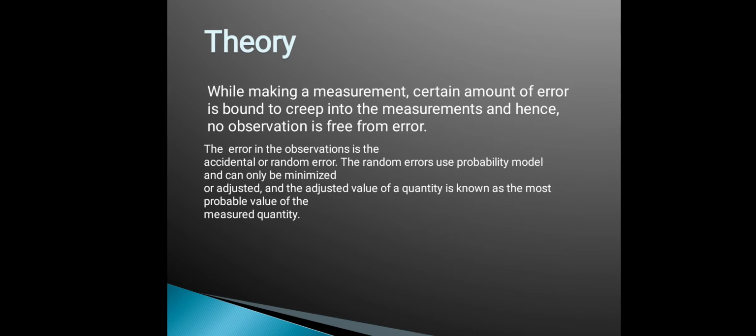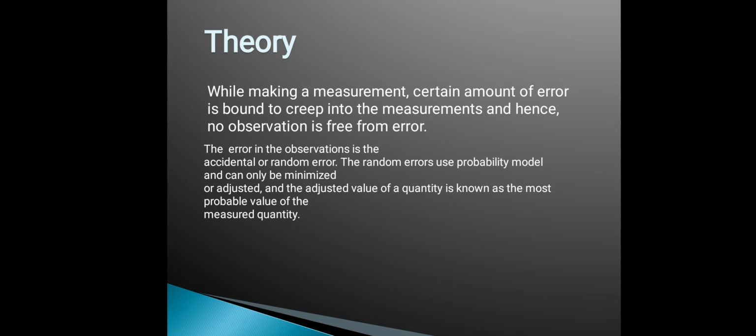Now first we have to understand what is most probable value of a measured quantity. While making a measurement, certain amount of error is bound to creep into the measurement and hence no observation is free from error. It means in surveying whatever measurements we take, some error is bound to happen. We can only minimize or adjust these errors.